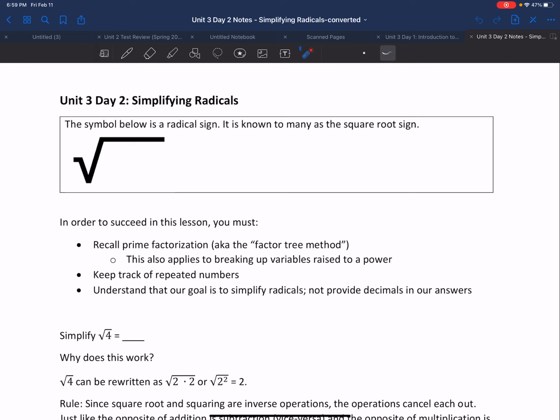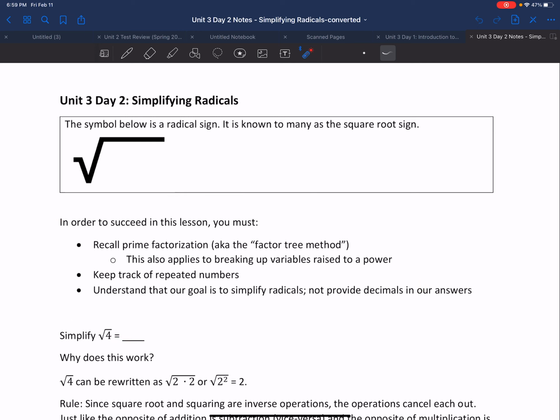And yes, you do know what the word simplify means. It's another word for reduce, or trying to make your answer look better, like when you're reducing fractions or something like that, right? So before we begin, I want you to take a look at this over here. You need to know and remember prime factorization.